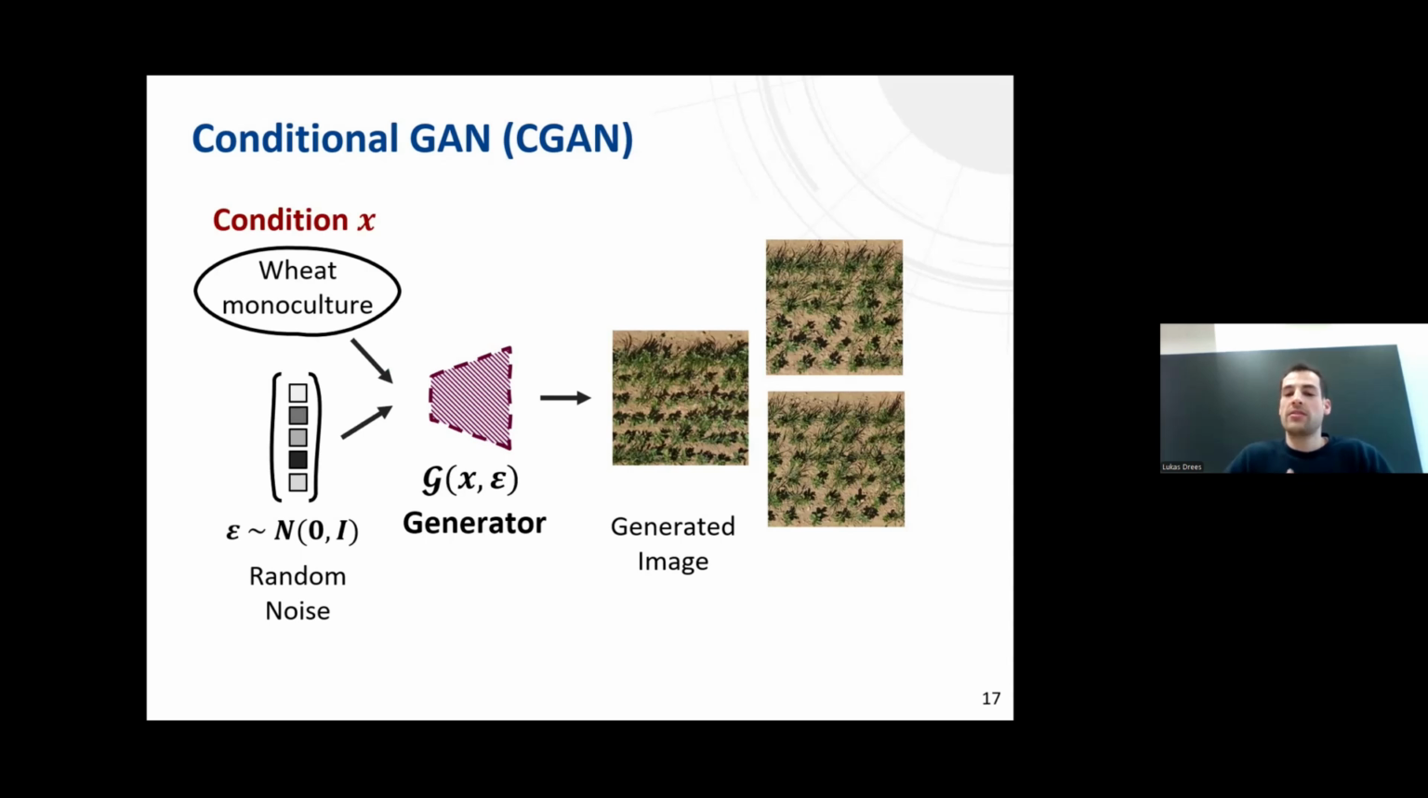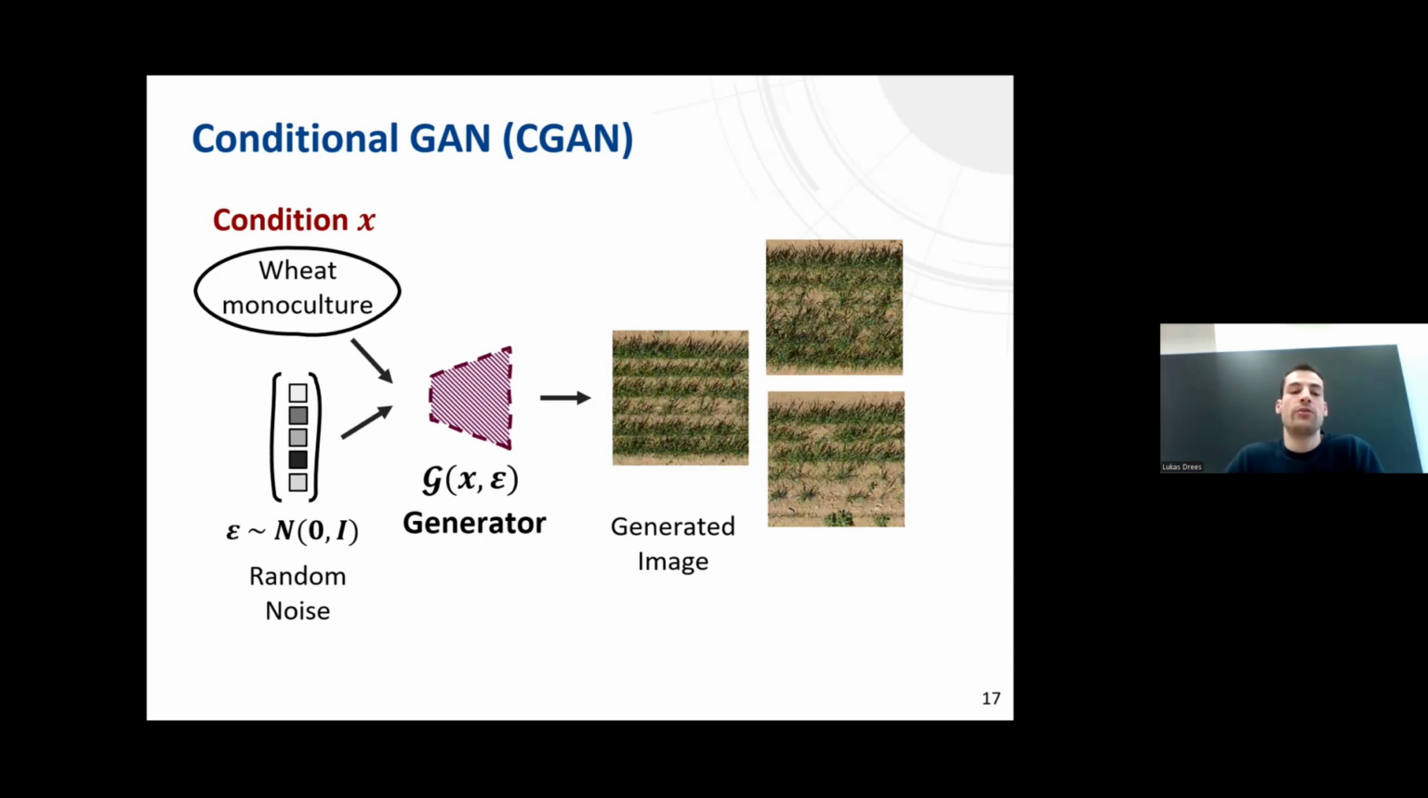And we can also extend this approach by including class labels. For example, we can force the model to only generate wheat images. And this extension we now call conditional GAN. And as you can see on the right side, now only wheat images are generated by the model and not mixtures anymore.